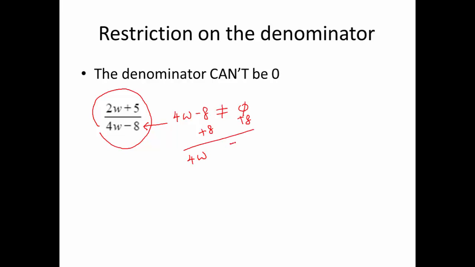So we just solve like a regular equation. We have 4w cannot be equal to 8, divided by 4 on both sides. So w cannot be equal to 2, because once w is equal to 2, 4 times 2 is equal to 8, minus 8 equal to 0. And it cannot happen. So that's what we call the restriction on the denominator. What it means is w can be anything except 2.